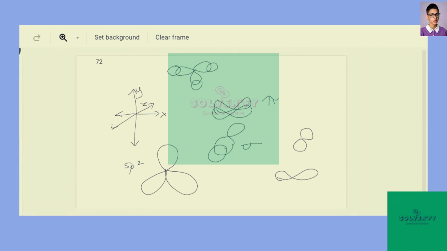And then we will have the py orbital left over available to form a pi bond. If we have another py orbital, we will be able to form a pi bond with the remaining py orbital. But if we are only taking into account the sp2 hybridized orbitals, then we will form sigma bonds.